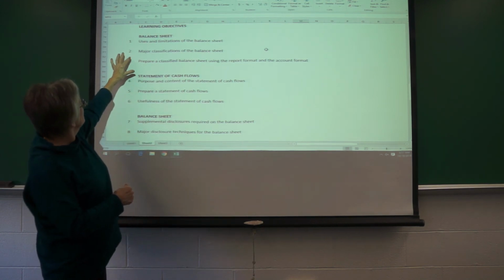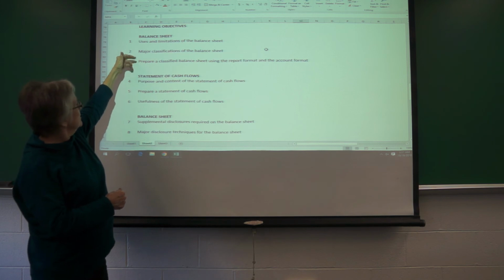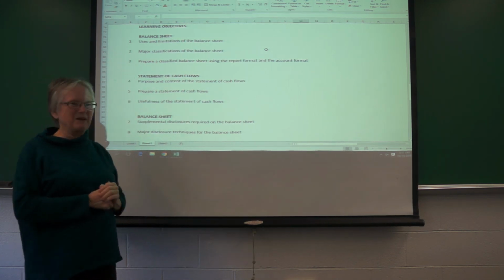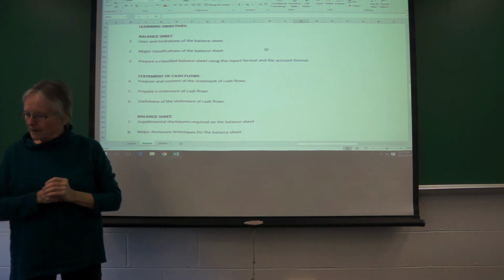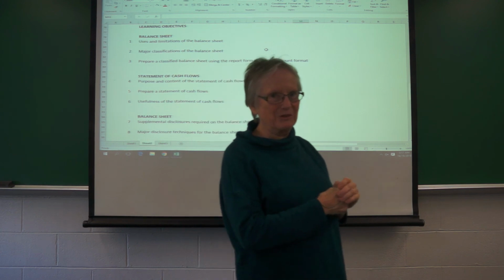So when you're going through, you'll find the uses and limitations, the classifications, all of this, and then that with the balance sheet. Okay, so our next adventure will be to the uses and limitations of the balance sheet.